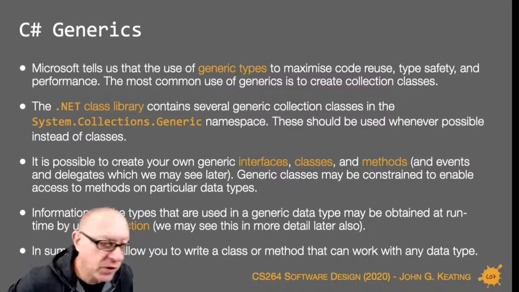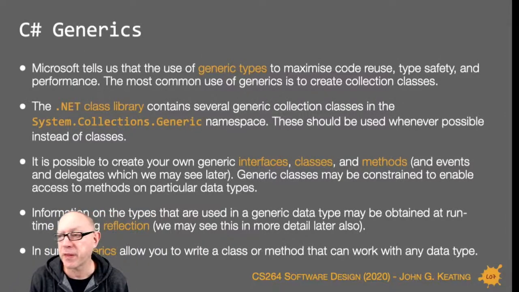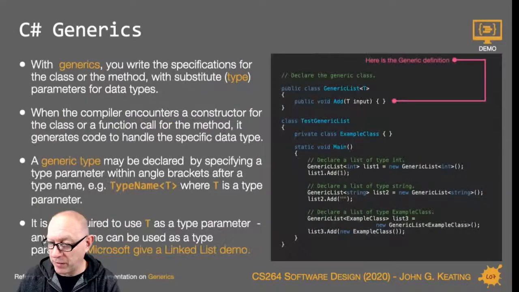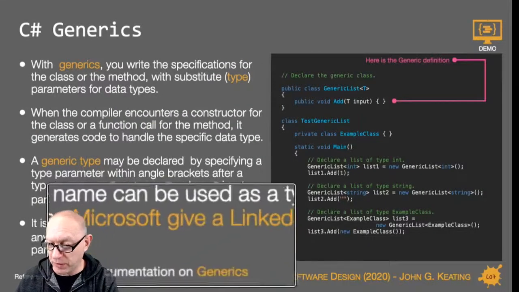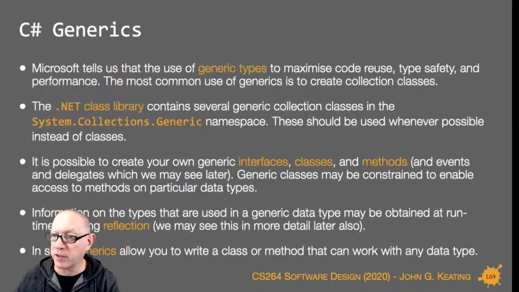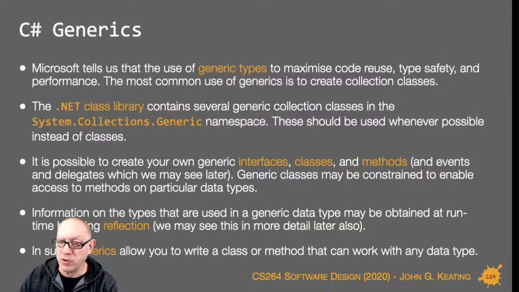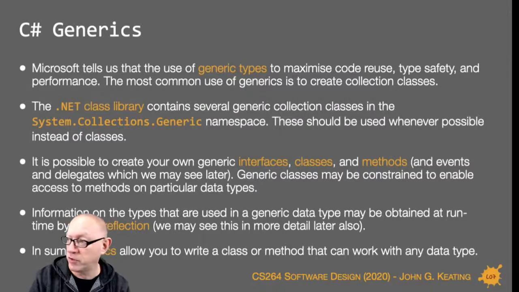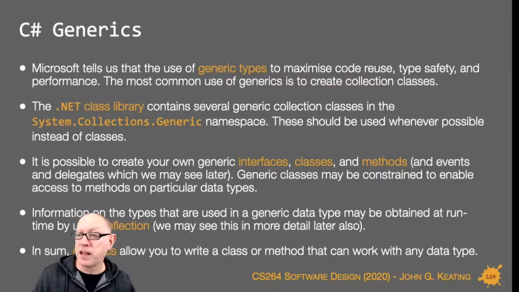So the next thing we want to look at are generics. Okay, and Microsoft tells us again, in their notes, and I probably have some information on generics as well, so you can see there's some notes on the next slide. Generic types, we use generic types to maximize code reuse, type safety, and performance.